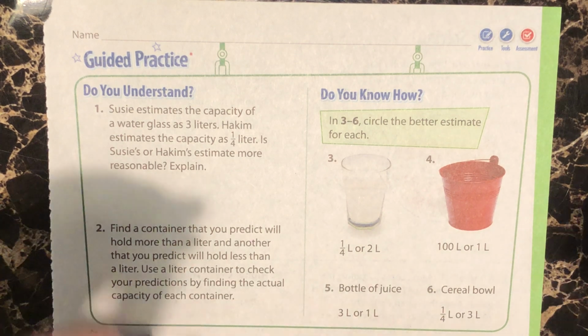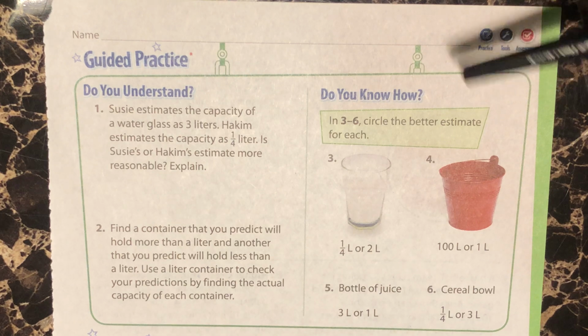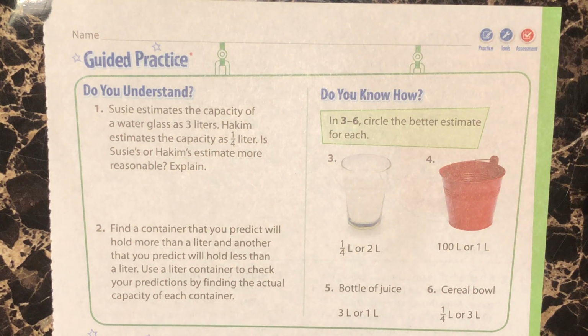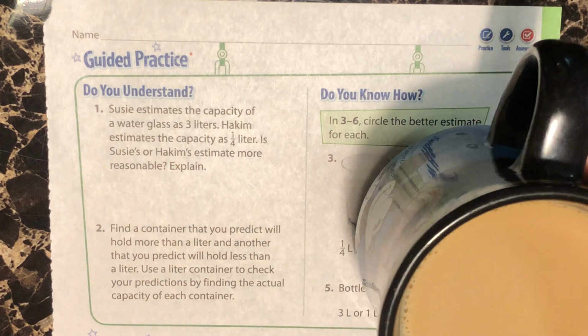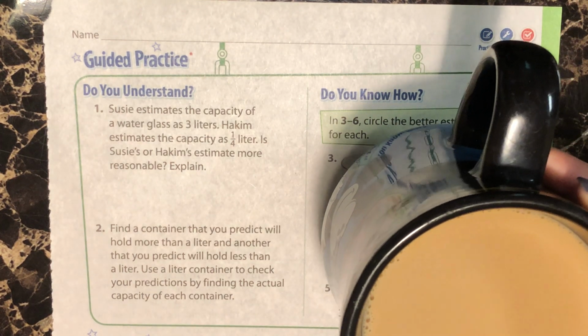It says Susie estimates the capacity, which means how much liquid, of a water glass as 3 liters. Hakeem estimates the capacity as 1/4 of a liter. Is Susie or Hakeem's estimate more reasonable? So I want you to think of a glass of water. And if you have a water glass near you, you could even maybe hold it and look at it. And I don't, but I do have my morning coffee. You guys know I have it. So let's pretend this is water.